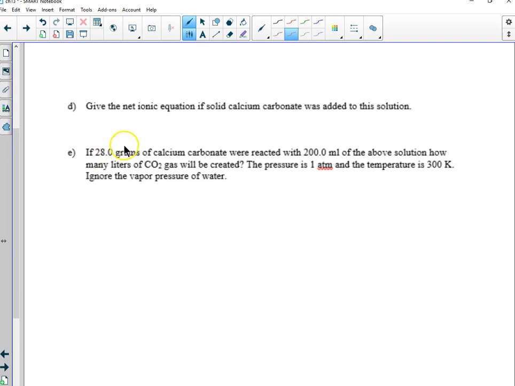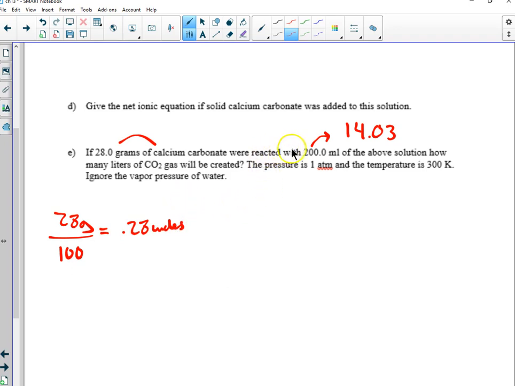So I got to convert both of these to moles, correct? What was the molarity? 14.03, right? That's important. So we take 28 grams and we divide it by the molar mass of CaCO3, which is 90 or 100? 100. Okay? And you just get 0.28, right?